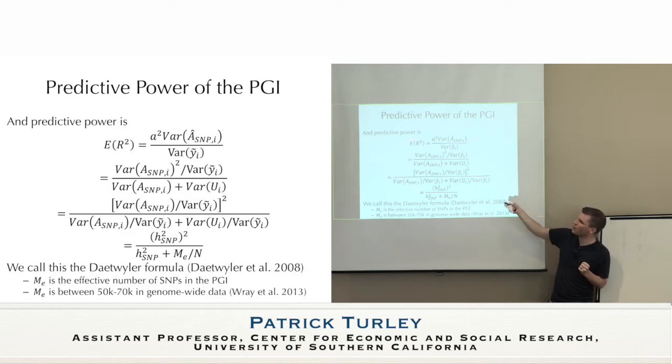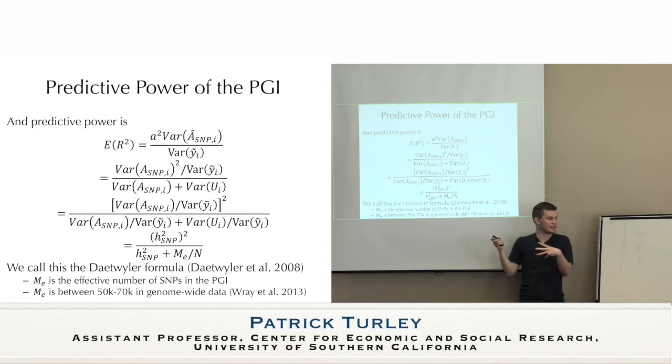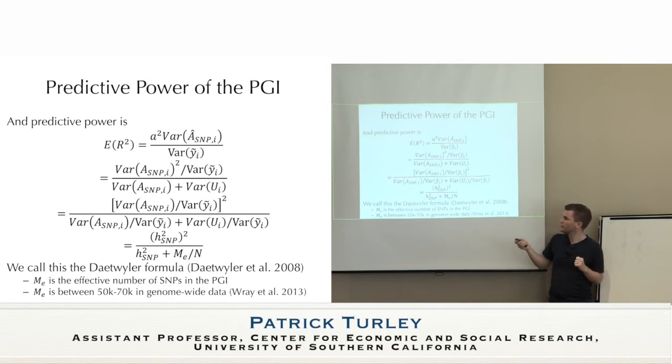But if we thought about what the R squared in this regression would be, you do a bunch of math and you end up with something that looks like this. In the numerator, we have the SNP heritability squared. In the denominator, we have the SNP heritability plus this term ME over N. ME is the effective number of SNPs that we use in our polygenic index. N is our sample size.